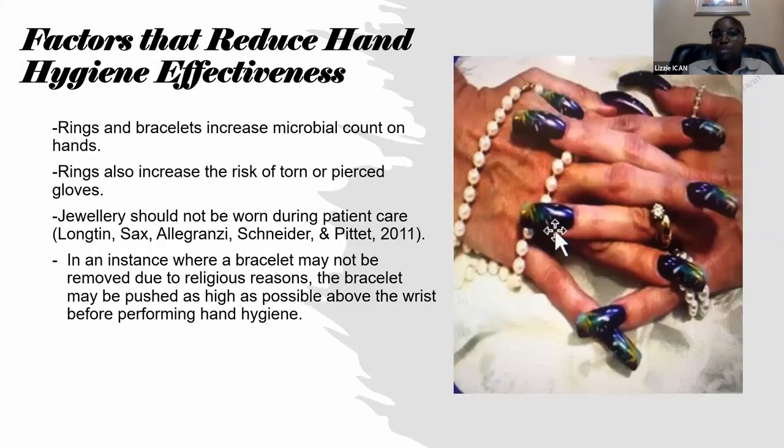And then for effective hand hygiene to take place, we also have to know the factors that reduce hand hygiene effectiveness. First and foremost, I'd like to talk about rings and jewelry. According to studies, it has been shown that rings and bracelets actually increase the microbial count on the hand, and they also increase the risk of torn or pierced gloves. Hence, jewelry should not be worn during patient care activities. But there are some instances where a bracelet may not be removed due to religious reasons. So we encourage that you push the bracelet as high as possible above the wrist and perform hand hygiene. Or alternatively, you can apply a waterproof dressing to cover that bracelet.